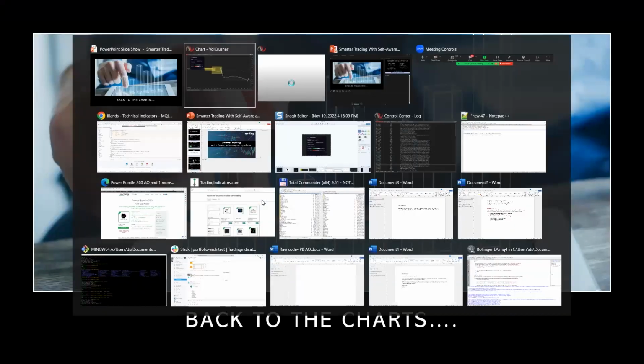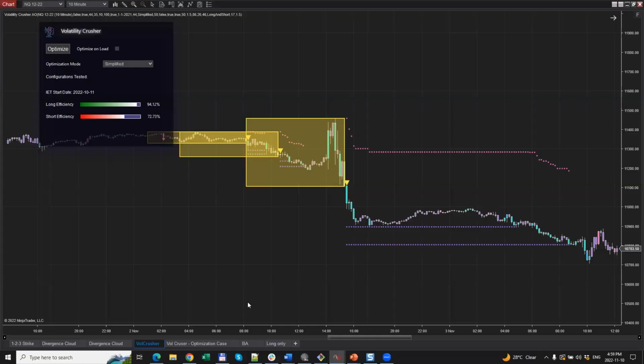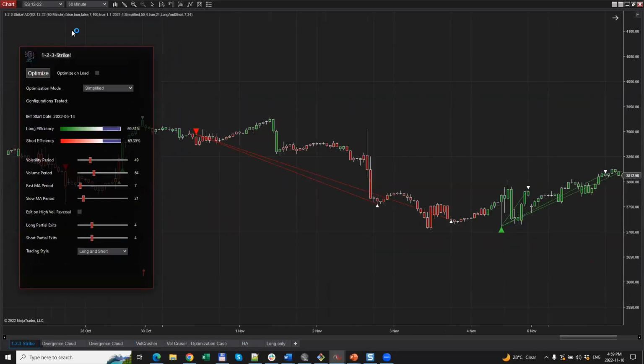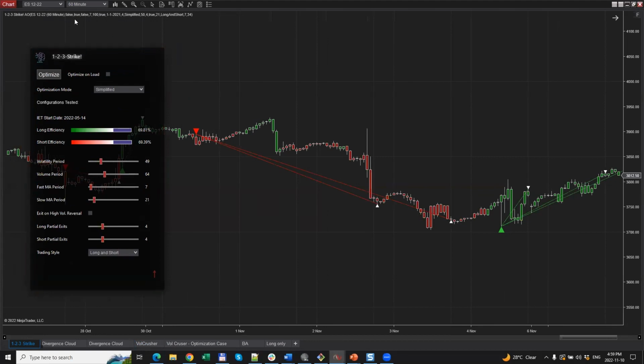So shall we have a look at how this works with the POWERBUNDLE 360? Let's do it. So back to my Ninja chart, and let me go back to the very first example that we found here. This is 1, 2, 3 Strike applied to the 60-minute chart. Now, some of you may have already noticed this little button on the top left here, which is called Optimize. So that's the button, and I can click on it.